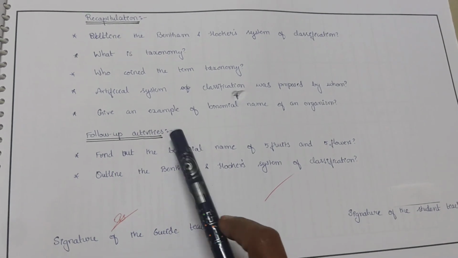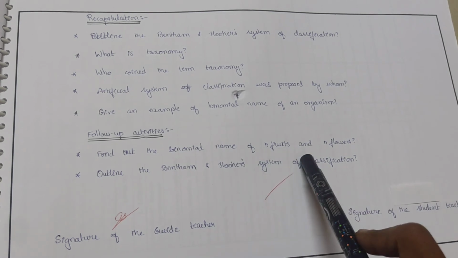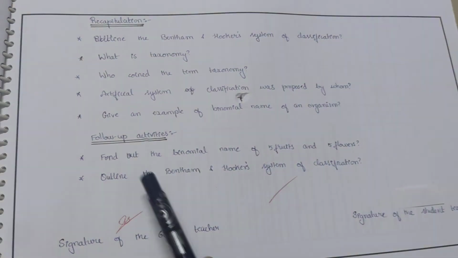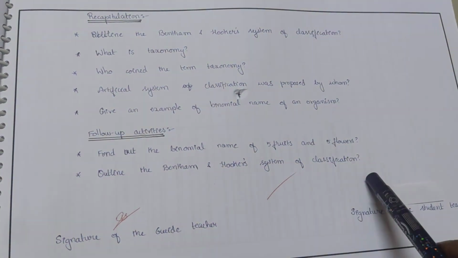Follow-up activities: find out the binomial name of 5 fruits and 5 flowers. Outline the Bentham and Hooker system of classification.